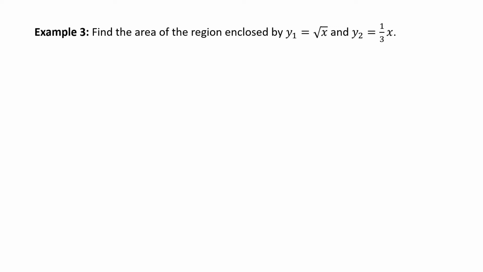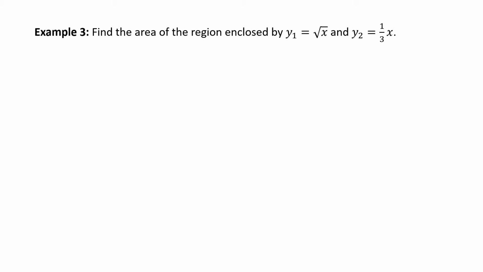Example: find the area of the region enclosed by y sub 1 equals the square root of x and y sub 2 equals 1/3 x. This problem does not give x values, so we will need to determine the points of intersection. To find the area of this region, we need to sketch the graphs of the two functions on one xy plane.